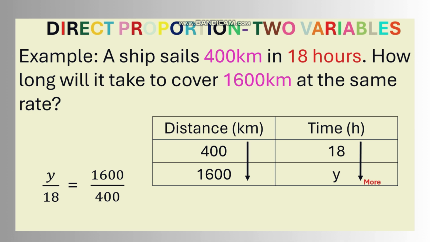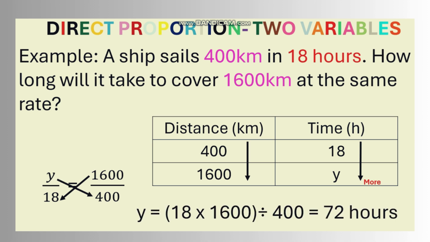And once you have this, the next thing is for you to cross multiply. If you have watched my video on how to cross multiply, this will be very easy for you to do. So y times 400 and 1,600 times 18, or 18 times 1,600. The next is to just get the value of y: 18 times 1,600 divided by 400, and that will give you 72. And so the time it takes to cover a distance of 1,600 kilometers is 72 hours.